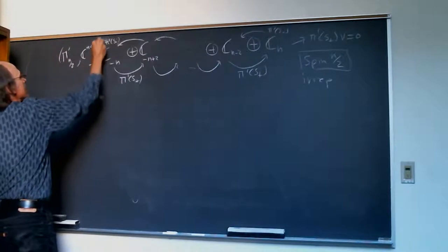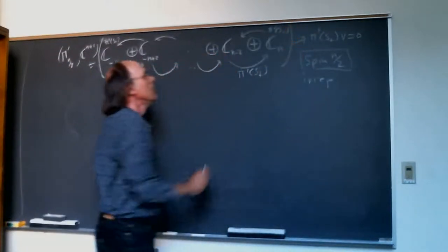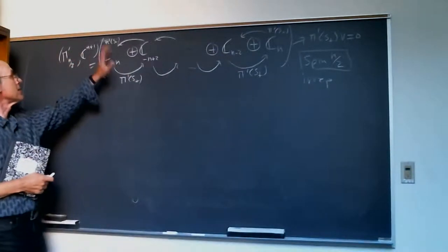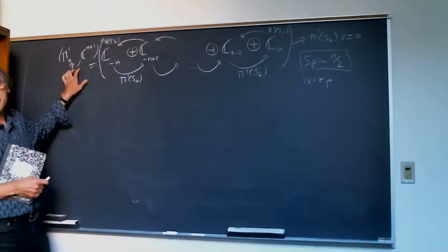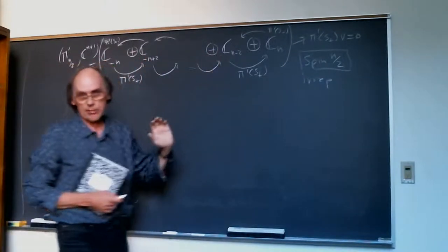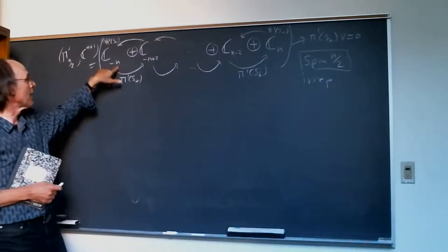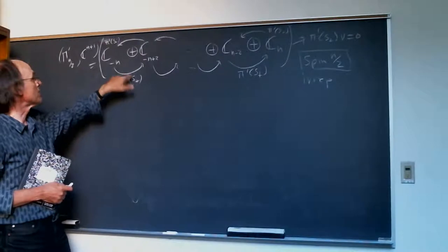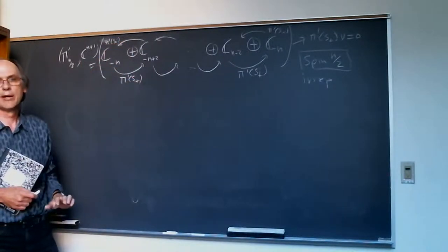So this is kind of a picture. This is a decomposition of this spin n over two representation into one-dimensional pieces, and I'm explicitly showing you what the weights are, what S3 is doing, and what S plus and minus are doing. Does that help?